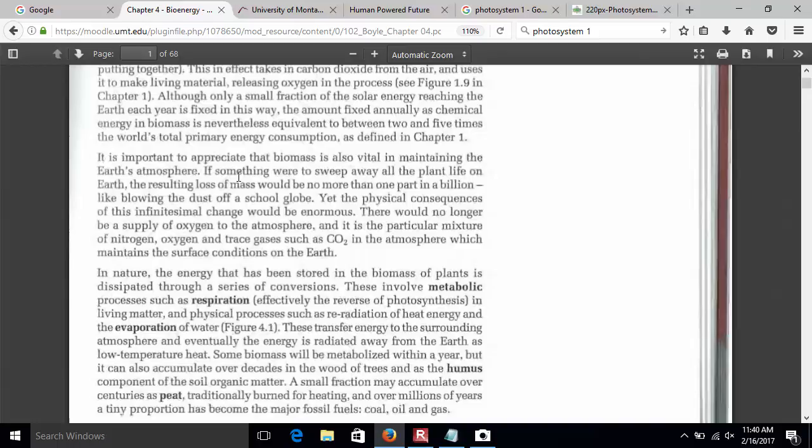So obviously, we need the oxygen in order to support the diverse biosphere. Respiration, as I just mentioned, is effectively the opposite of photosynthesis, where we bring oxygen into our lungs and emit CO2 as a waste product. Evaporation is just water leaving the Earth's surface.